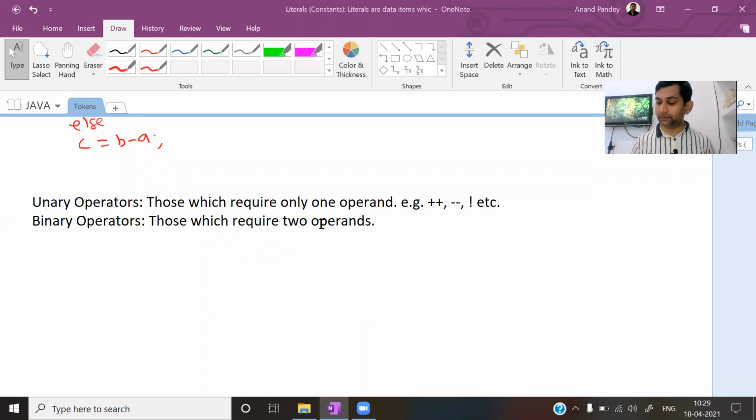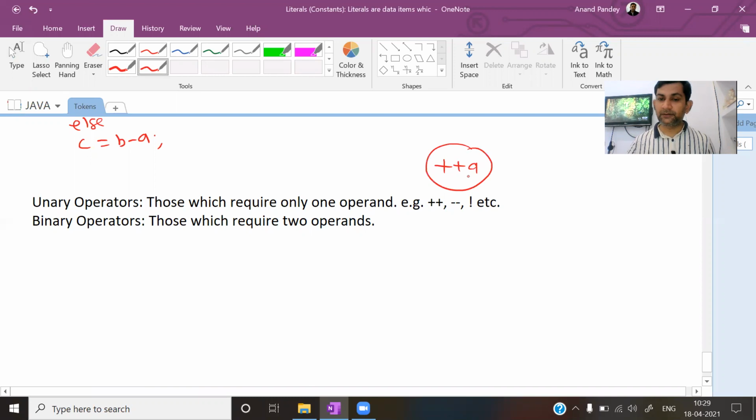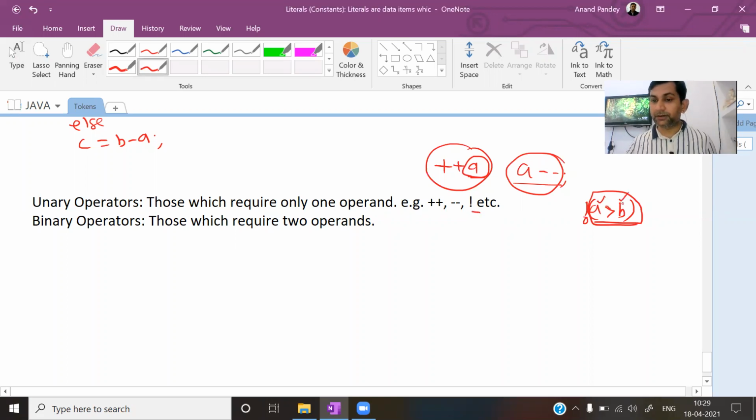For example, the increment and decrement operators I just taught are unary operators. As you have seen, they require only one operand. A minus minus requires only one operand. And logical not, if you remember, also requires only one. So here this a is greater than b is the operand for not. For greater than, a and b are the operands, meaning it requires two operands. So this is a binary operator.